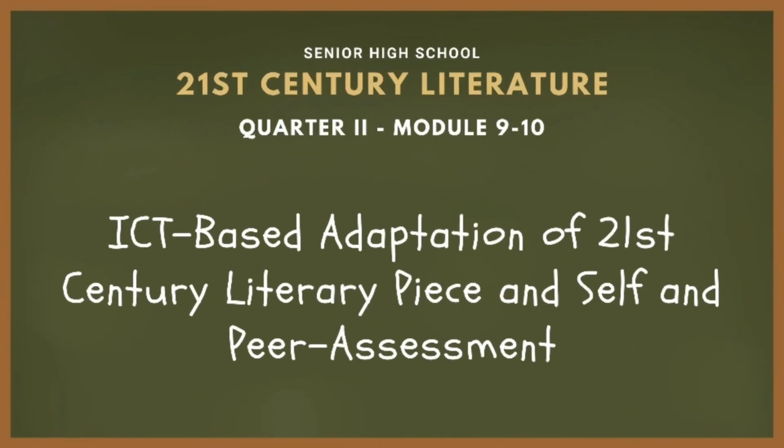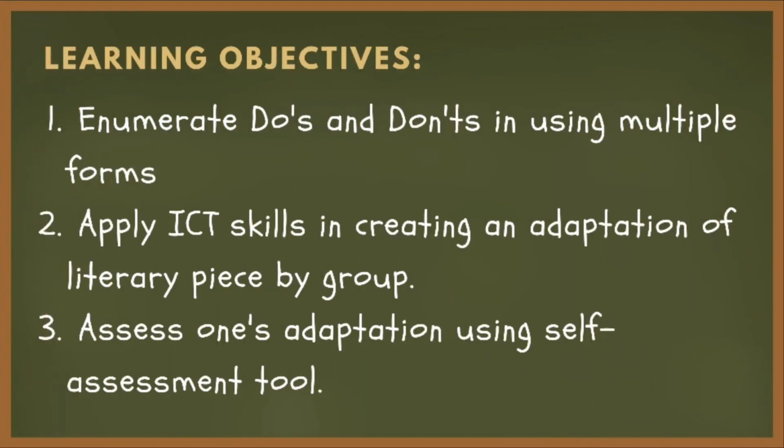Today, we are going to learn about ICT-based adaptation of 21st century literary piece and self and peer assessment. At the end of this module, you are expected to: Number 1. Enumerate do's and don'ts in using multiple forms. Number 2. Apply ICT skills in creating an adaptation of literary piece by group. Number 3. Assess one's adaptation using self-assessment tool.